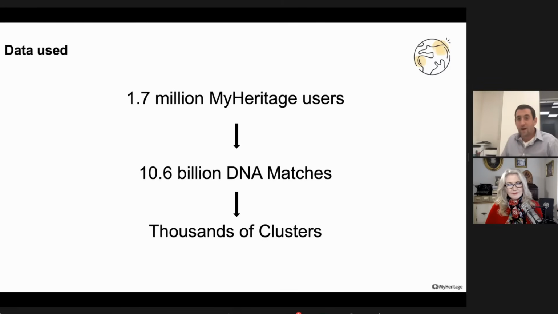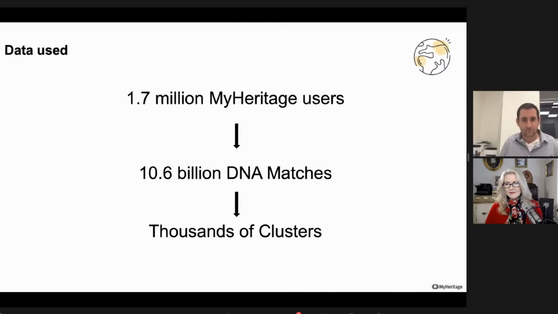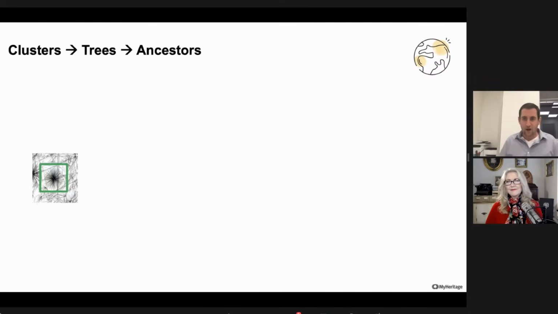So when we ran the algorithm originally, we used 1.7 million MyHeritage users' kits, which resulted in almost 11 billion DNA matches, connected everyone to everyone, and we ended up with thousands of clusters, similar to the ones I show here. So we're talking thousands, and we had to start. So how did we start?